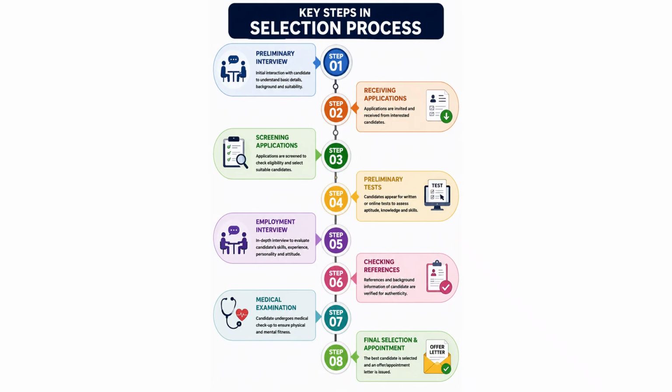The first one is preliminary interview, second one is receiving application, third is screening application, fourth is preliminary test, fifth is employee interview, sixth is checking references, seventh is medical examination, and eighth is final selection. The selection process consists of 8 important steps. Each step helps the organization to identify the most suitable candidate. So let's understand each step one by one.